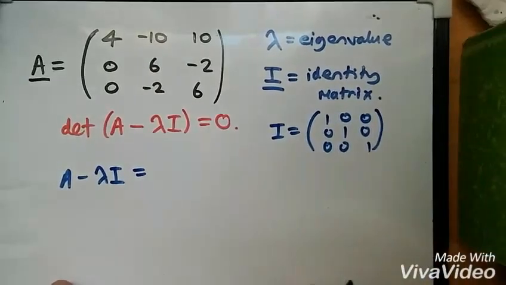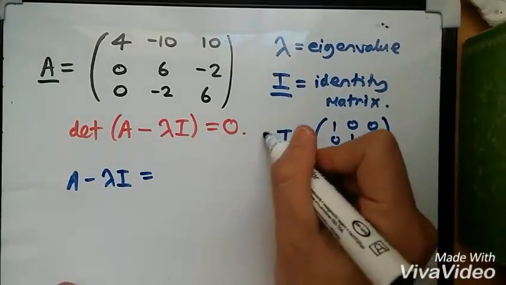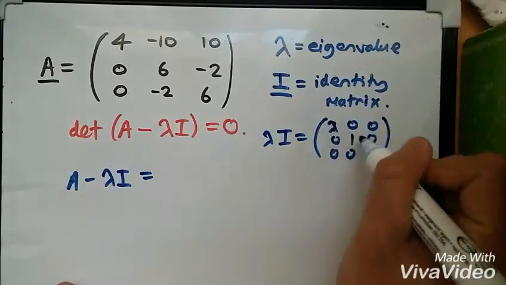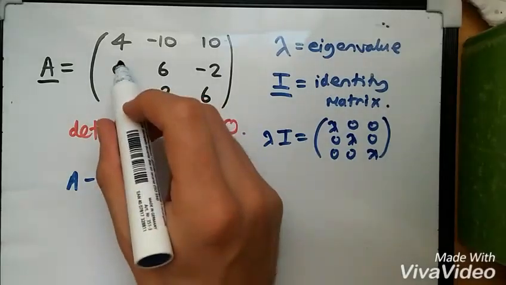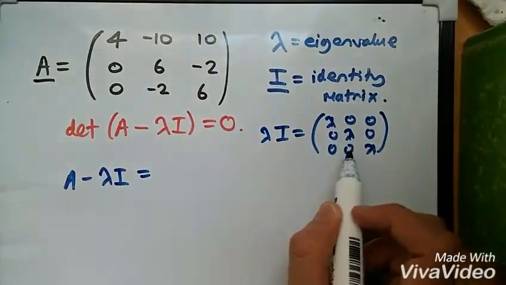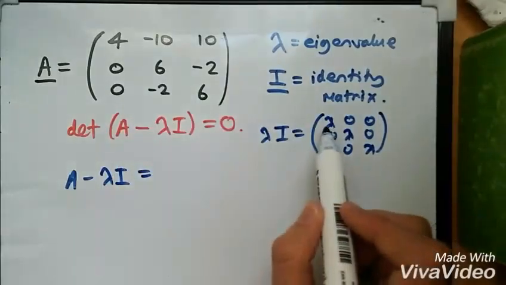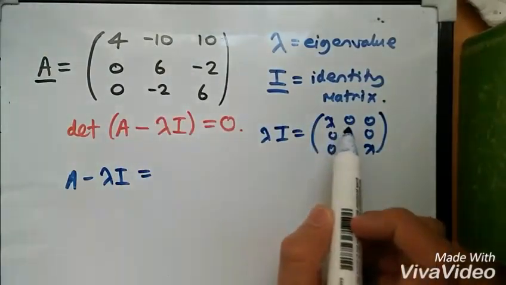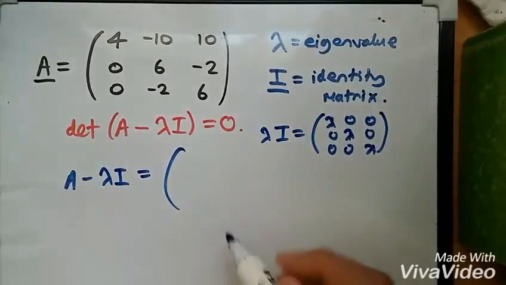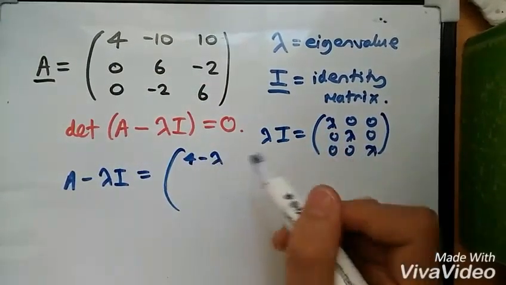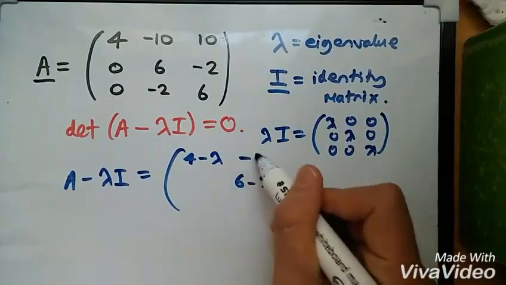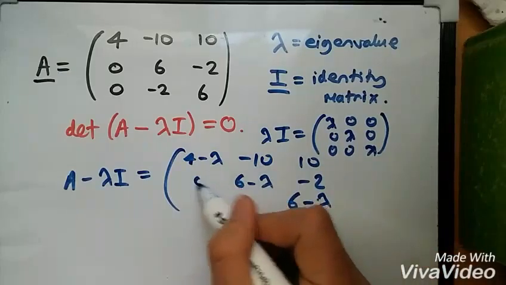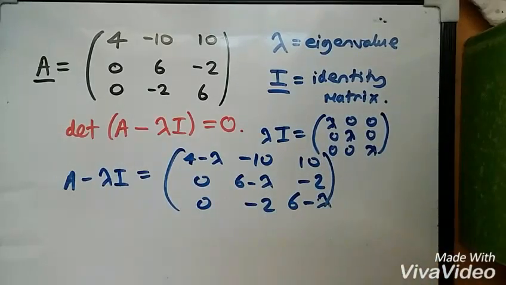And we're going to be multiplying this by lambda. If you multiply this by lambda, everything times 1 would just be lambda, and lambda times 0 is 0. So technically, we're just doing A minus this matrix here. 4 take away lambda would be 4 minus lambda, 0 minus 0 is 0, and so on. So ultimately, we're going to have 4 minus lambda here, 6 minus lambda here, and 6 minus lambda here, and the rest of it is going to be the same as A: 0, 0, minus 2. Okay, now we need to find the determinant of this part.